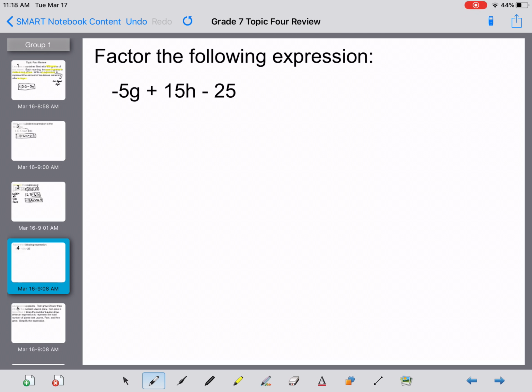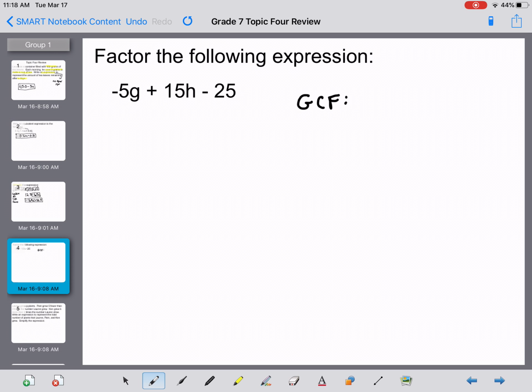Factor the following expression: negative 5g plus 15h minus 25. Take a second to copy down the question. When the problem says to factor, that means I need to turn my expression into some term being multiplied by other terms inside parentheses. In order to do that, I need to find my GCF of every single term.